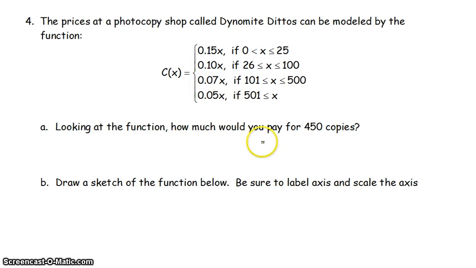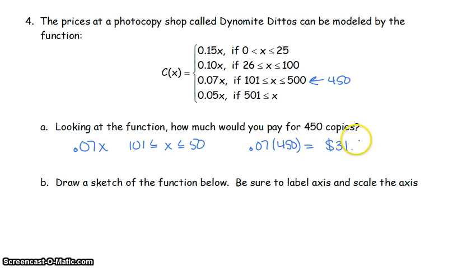So looking at the function, how much would you pay for 450 copies? This is when you look at your bounds. This is between 0 and 25, between 26 and 100, between 101 and 500. So this is where our 450 copies is going to lie. I know that I'm going to pay 7 cents a copy when my number of copies is between 101 and 500. So if I use this function rule and plug in 450 copies, I would actually pay $31.50 in order to make 450 copies.